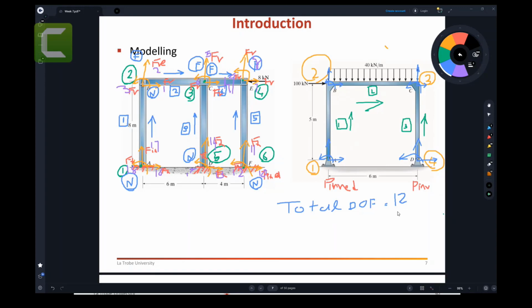Now out of 12, how many free degrees of freedom and how many fixed degrees of freedom? Free, and how many fixed?